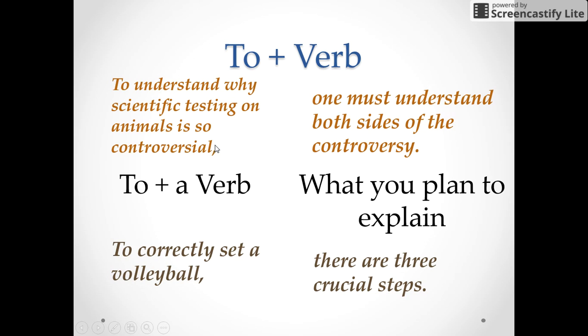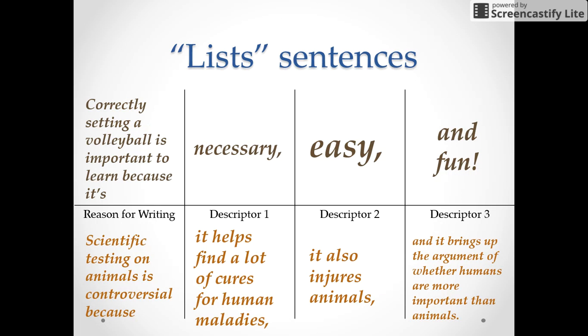I'd like you to note also, after your to plus verb statement, you need to put a comma, okay? These are what we would call dependent or subordinate clauses. If we were to just say, to correctly set a volleyball, and act like nothing else was going to come after, that's an incomplete sentence or a fragment. It still has elements of a sentence. It has a subject and a verb, but we need more information. We need an independent clause, which could be a sentence on its own. Sorry, dropping some grammar knowledge.